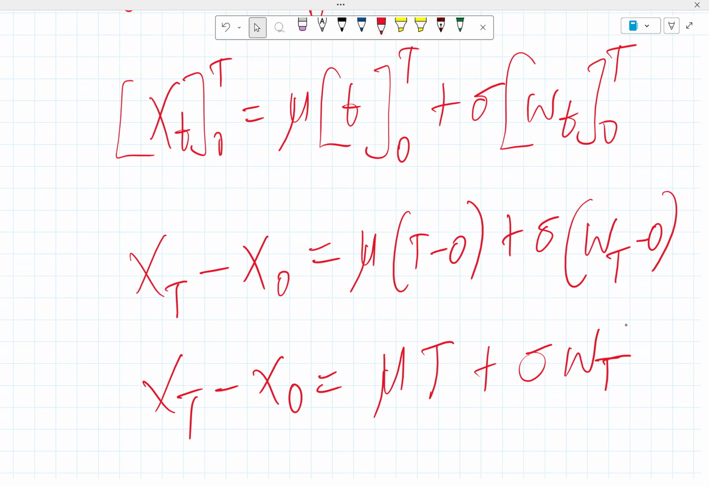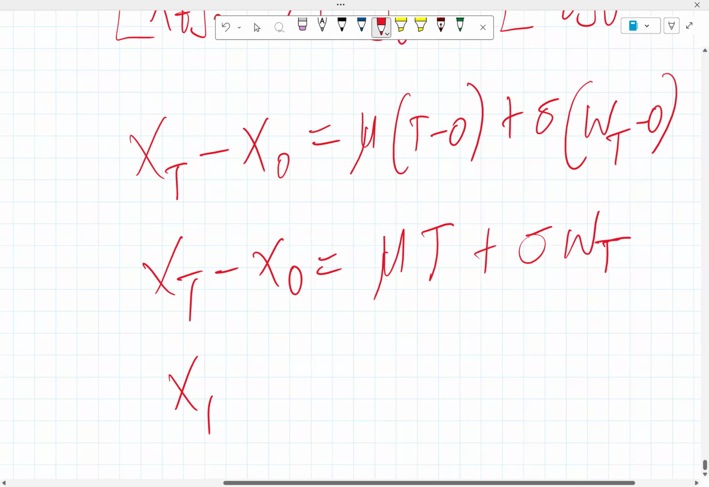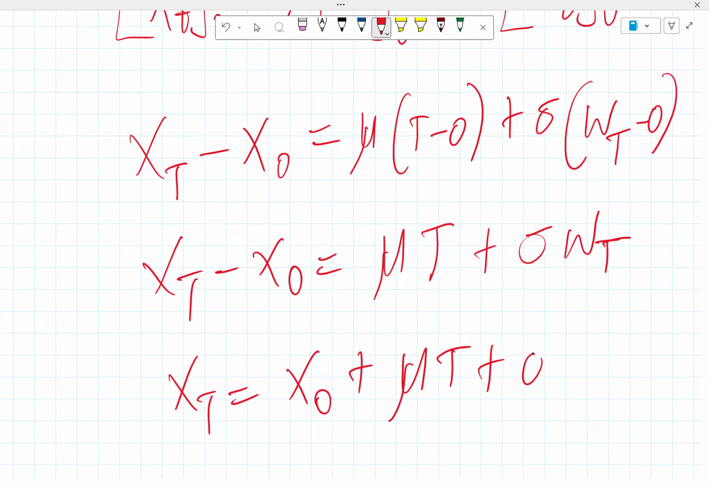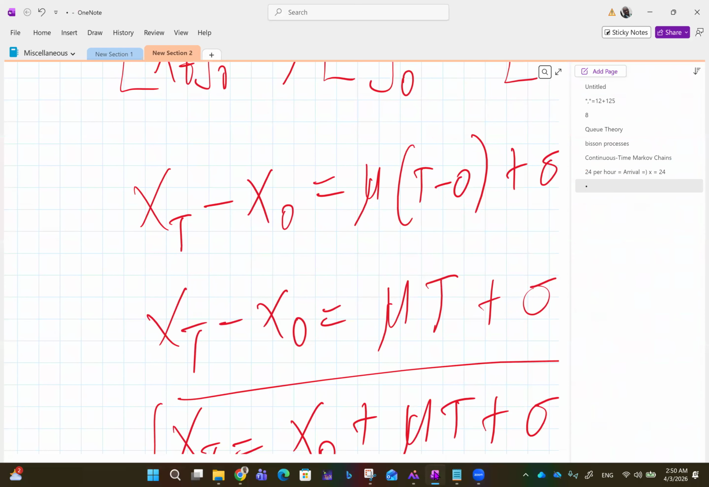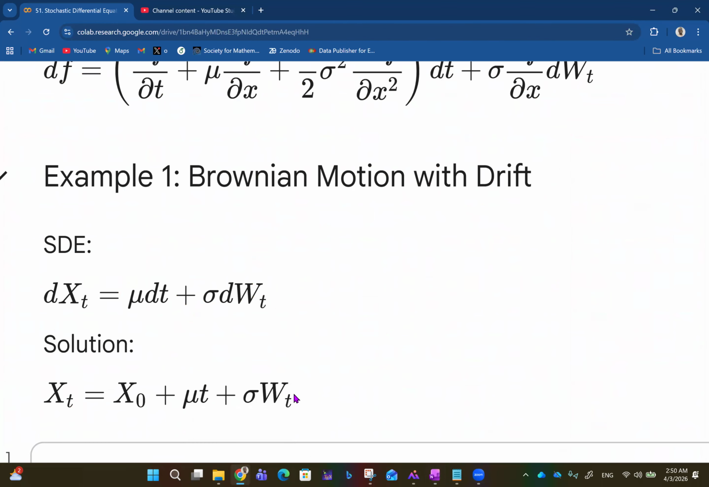I've been calling that omega. It's not omega, it's W_t. So that x_t now is x_0 plus mu t plus sigma W_t. So that's the kind of thing we have over there. But of course, the big T has not been replaced. That's why it keeps looking like this.